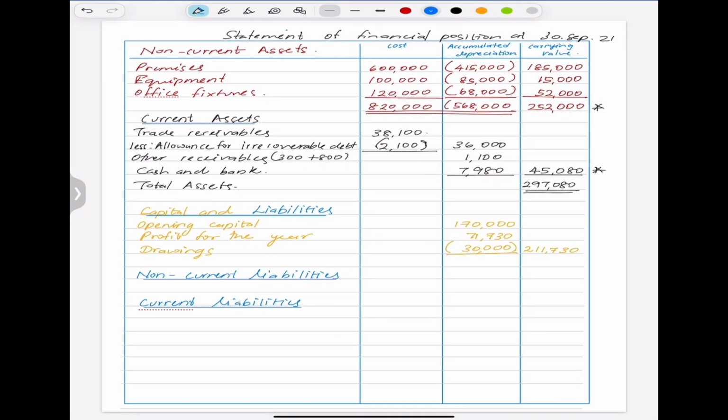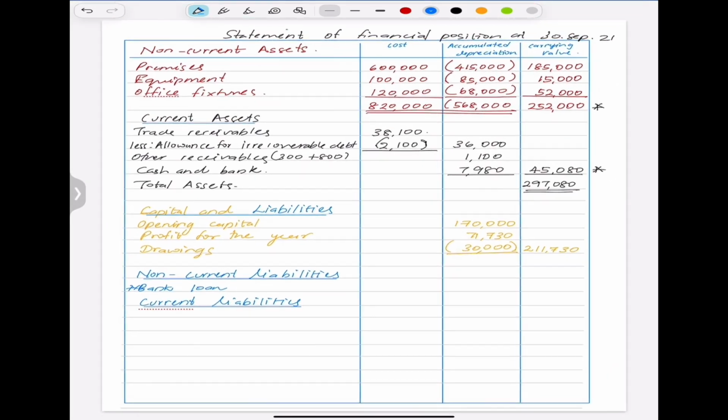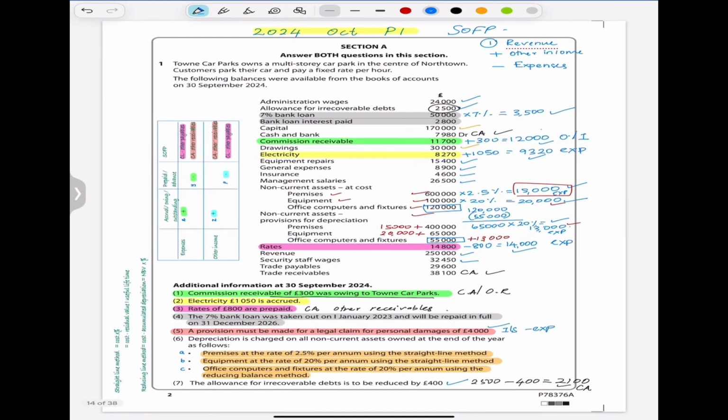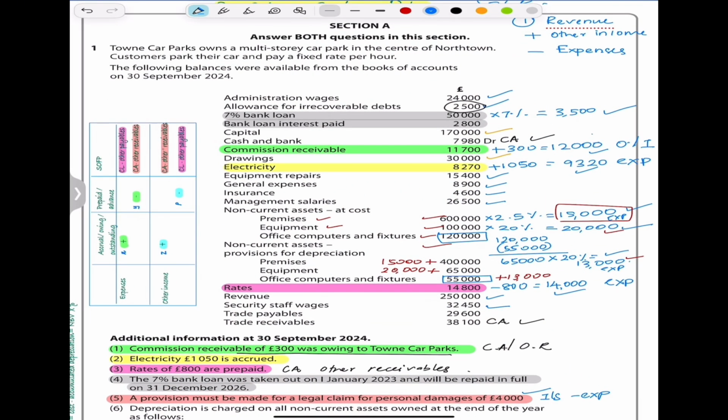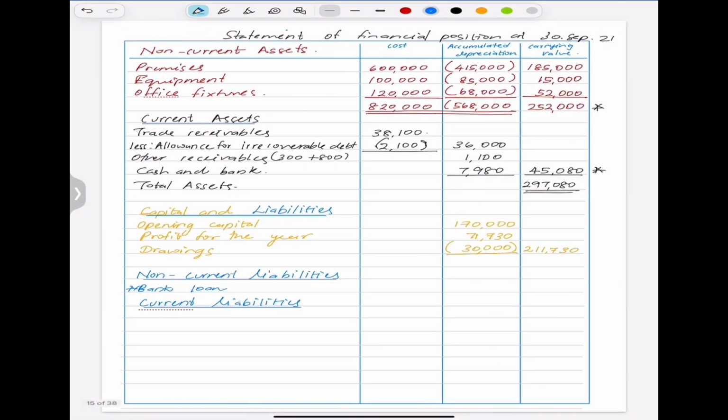Now let's complete the non-current liability. Bank loan, 7% bank loan. Let's go back to the question and find out the bank loan amount, which is 50,000. We can directly write it in the last column because there isn't anything else to be added.